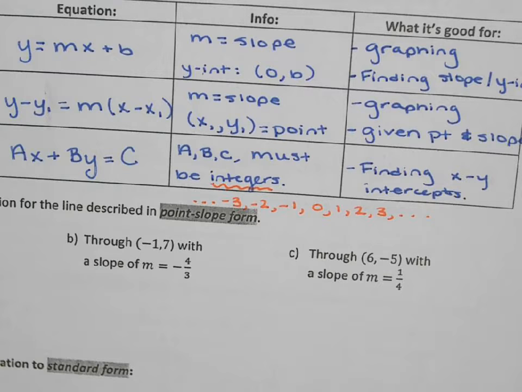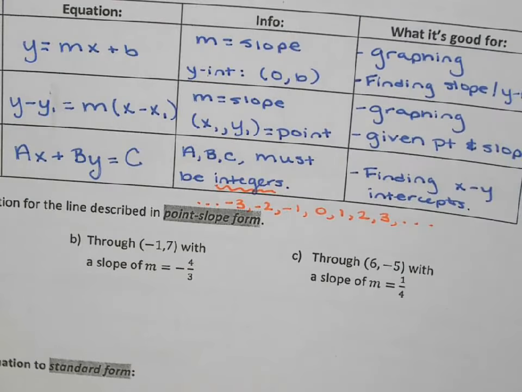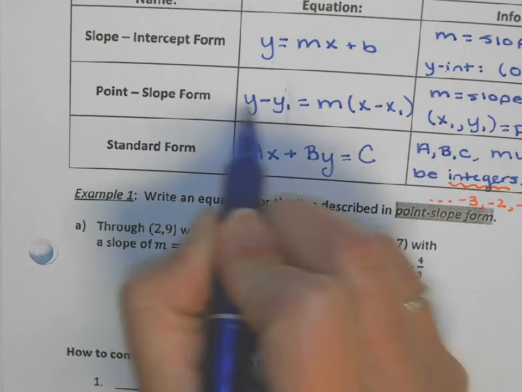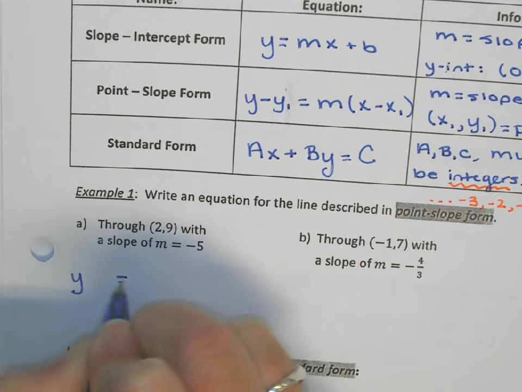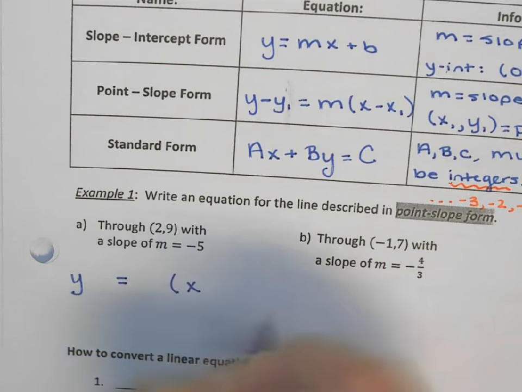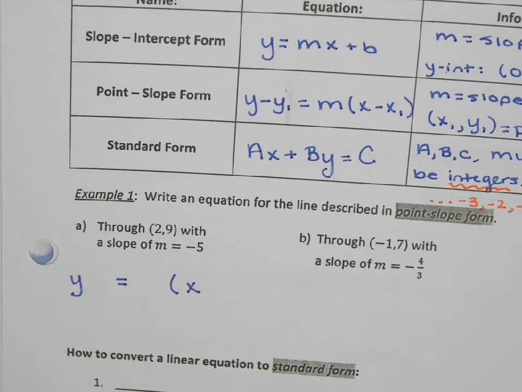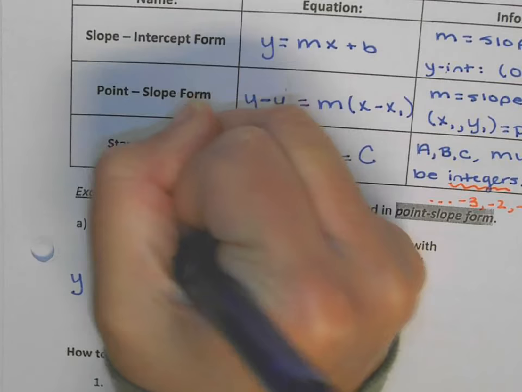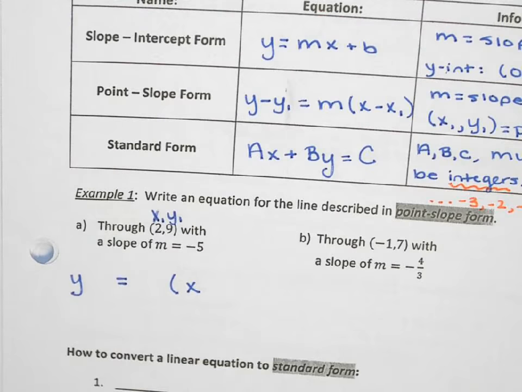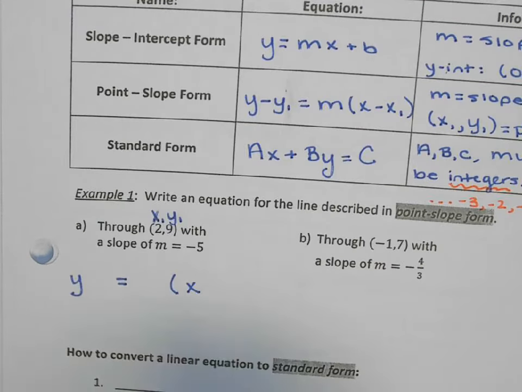All right, so the very first thing we're going to do is we're going to write an equation for the line that's described, and we're going to write it in point-slope form. So we're going to write it in this form right here. So again, I know I have to have the y, I'm going to have the equal sign, I'm going to have the x. Everything else is going to be filled in. Here's the point. That point is x1, y1. They gave me m is -5, so I'm just filling in all the parts to this equation.